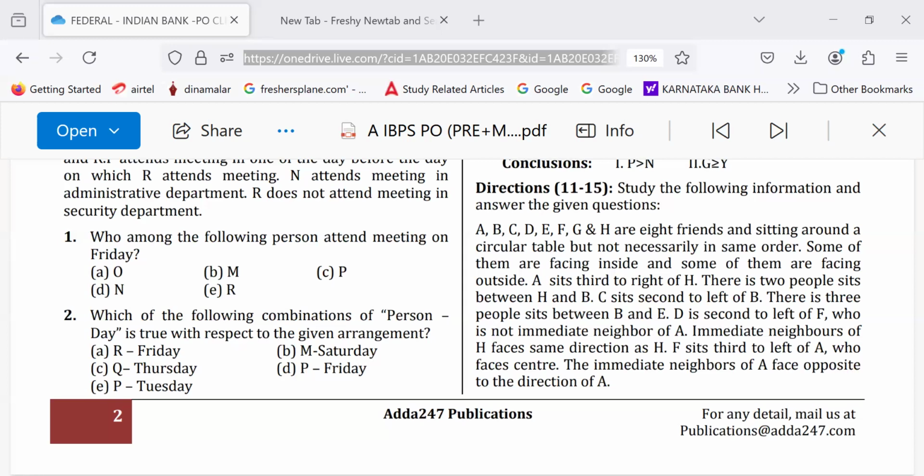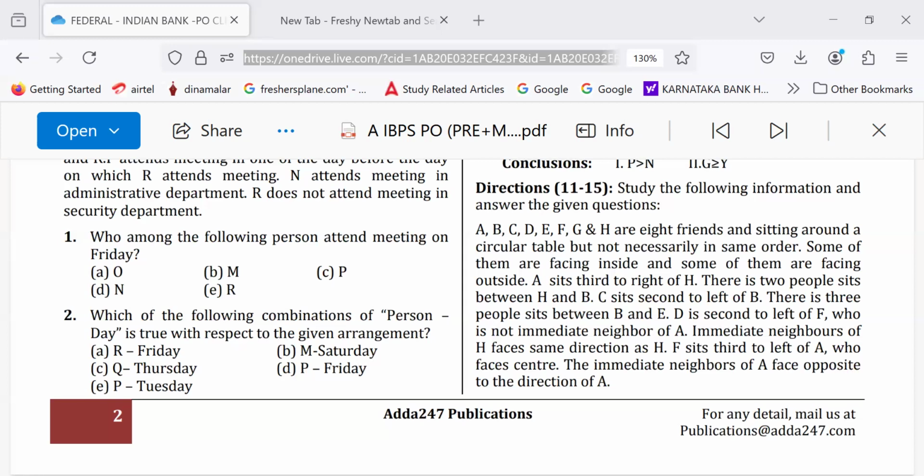D is second to left of F, who is not immediate neighbor of A. Immediate neighbors of H face same direction as H. F sits third to left of A, who faces center. The immediate neighbors of A face opposite to the direction of A.